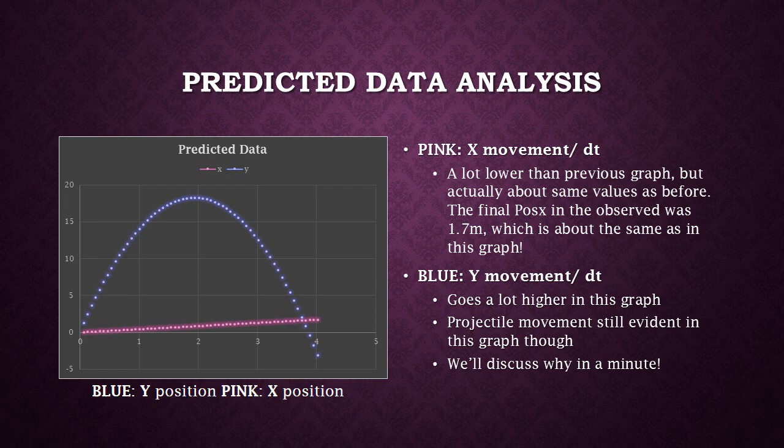Now for my predicted data using Python. The x movement in pink looks a lot lower than my previous Tracker graph, but that's just relative. The max x values are actually the same at 1.70 meters. As for the y movement in blue, this goes a lot higher than my observed data. The projectile movement is still evident though. Why are the graphs different? I'll get to that in just one minute.